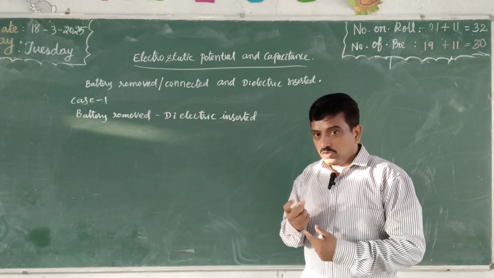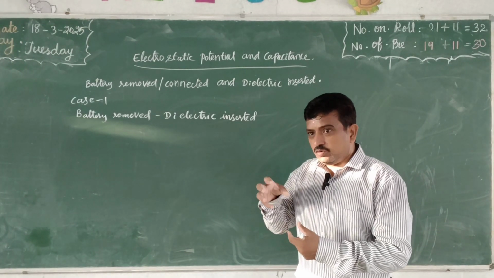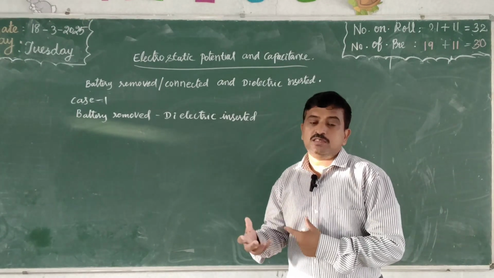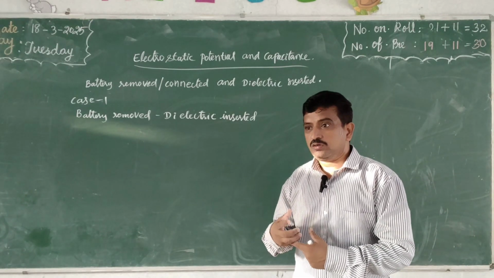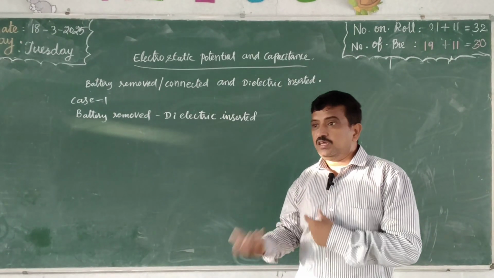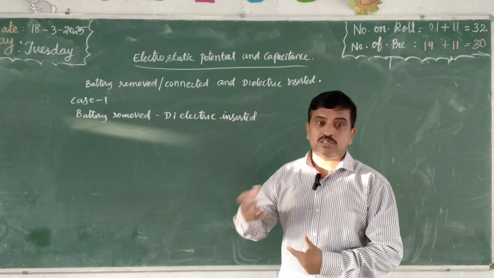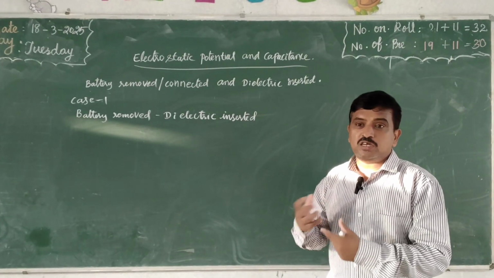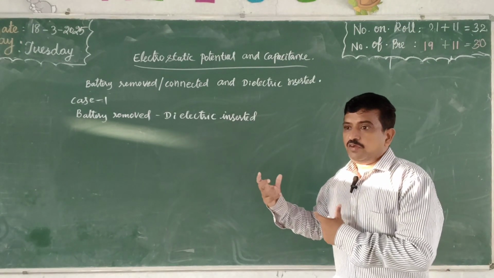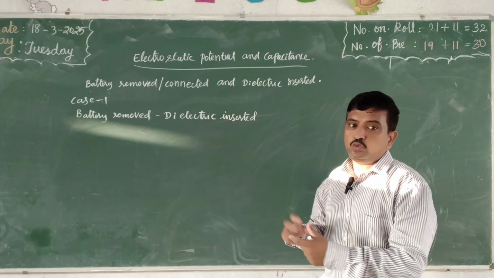And one more case: battery connected. After connecting the battery to the parallel plate capacitor, a dielectric is inserted. What are the changes? Does the electric field change or not? Does the potential change or not? Does the capacitance increase or decrease? And does the potential energy increase or decrease? How do potential, capacitance, electric field and energy change? So we discuss when the battery is connected and dielectric inserted, and when the battery is removed and dielectric inserted. These two cases we discuss.